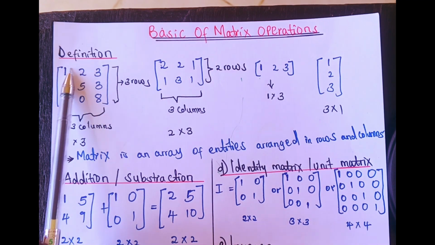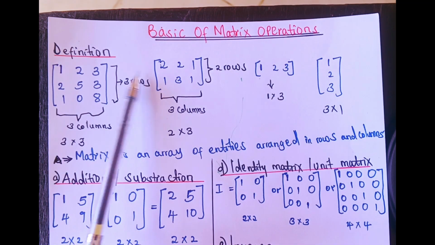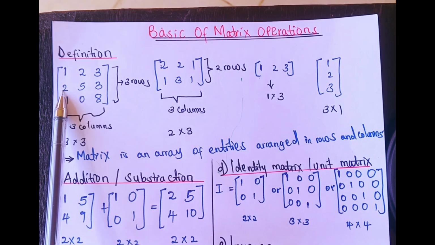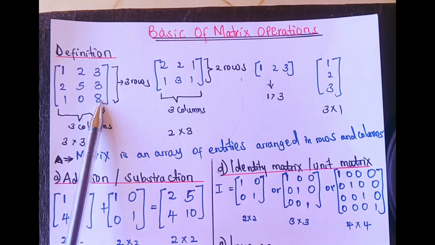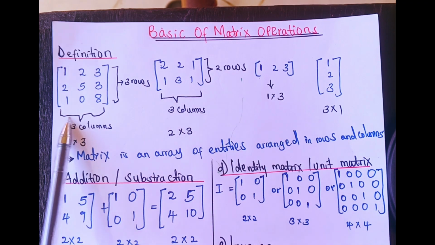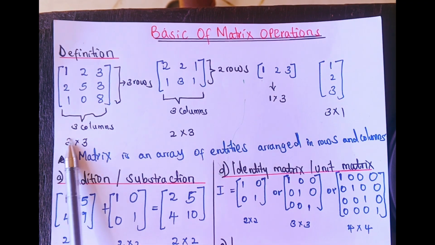So definition, we're going to start by finding the definition of a matrix. This will be the same if you are given 1, 2, 3, 2, 5, 3, 1, 0, 8. This is the same as 3 rows and 3 columns. So it's going to be a 3 by 3 matrix.